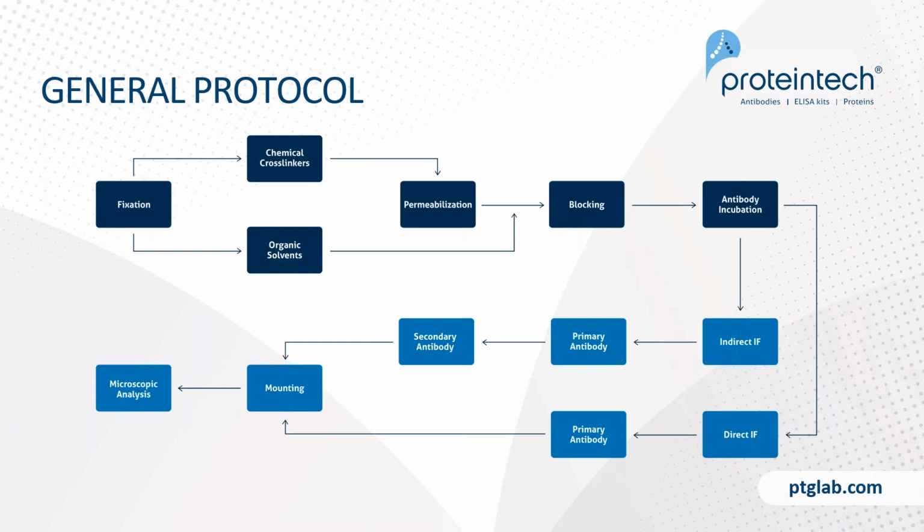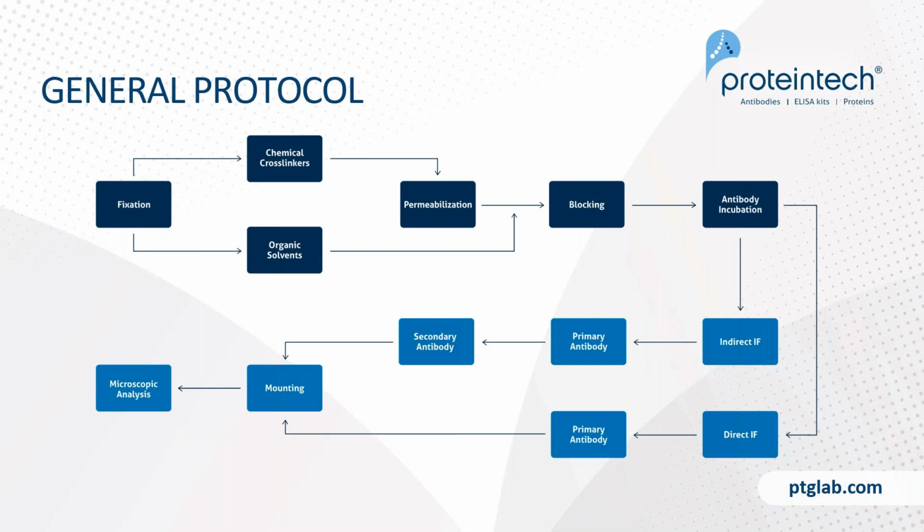We then need to have a blocking step, as this allows us to prevent any non-specific binding of an antibody within our tissue or cells. Following blocking, we then move on to antibody incubation. And this then differs depending on whether we have an indirect immunofluorescence protocol or a direct immunofluorescence protocol.